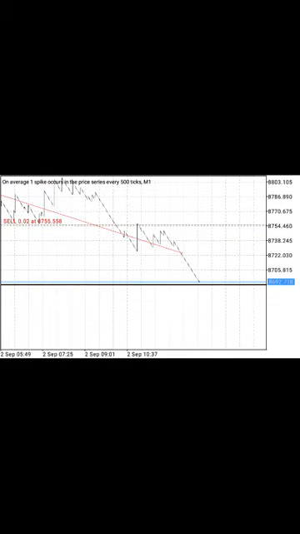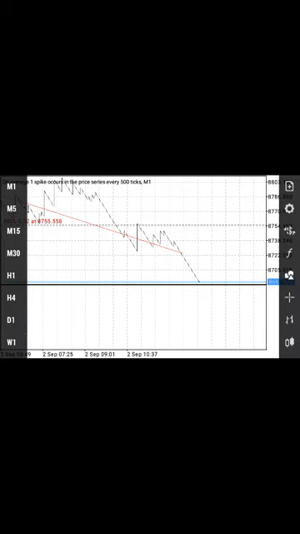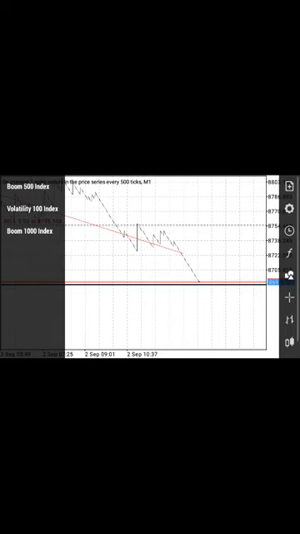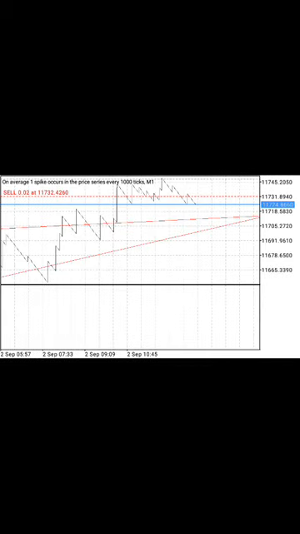Now, when you understand your market structure, or what I call market trend, it gives you rest on how to trade in a more relaxed manner.